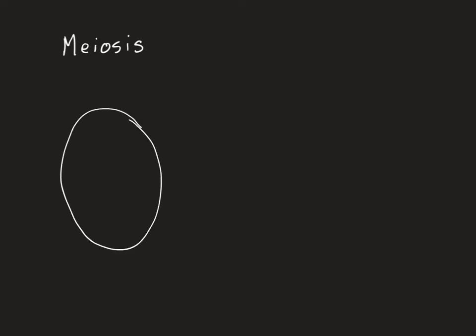Okay, in this video I'm going to walk you through the steps of meiosis, but I'm going to leave out independent assortment and crossing over. I'll show you that in a different video. Okay, so let's start with our parental cell.